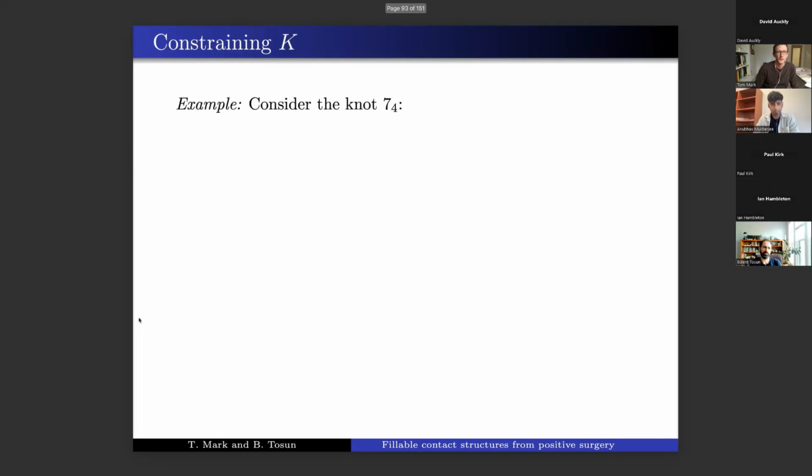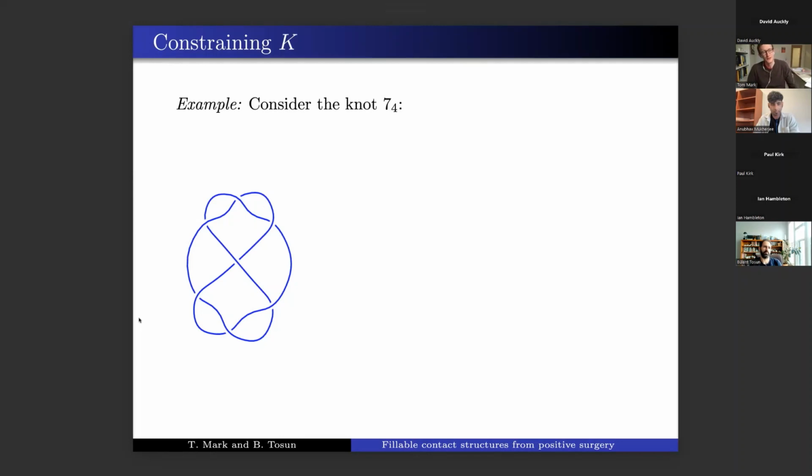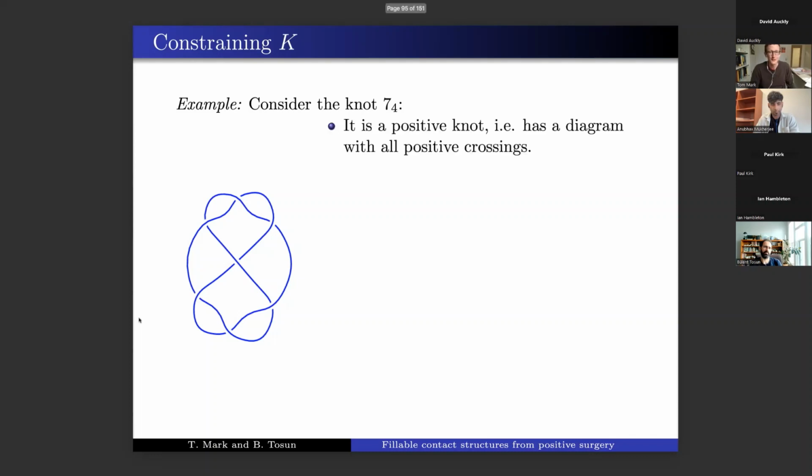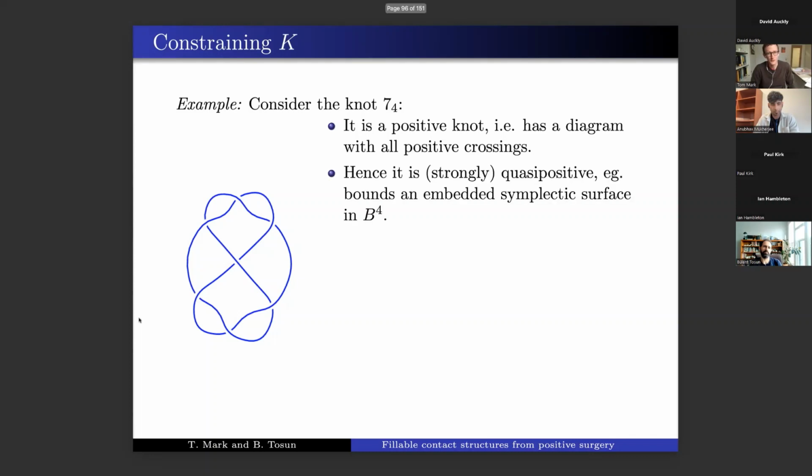Okay, let's just throw in another example for fun. Here's another picture. I think this is the correct chirality of this diagram. Anyway, the point is, this diagram has all positive crossings. So you could consider that to be promising news if you're looking for fillable surgeries.